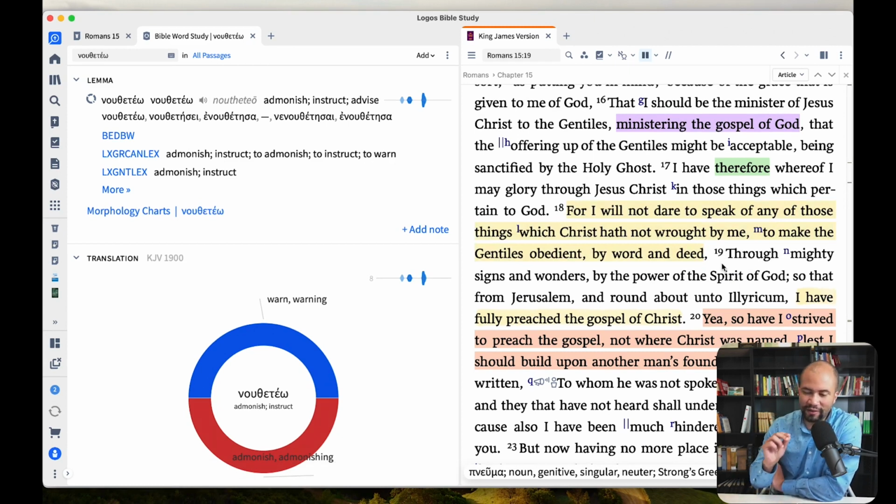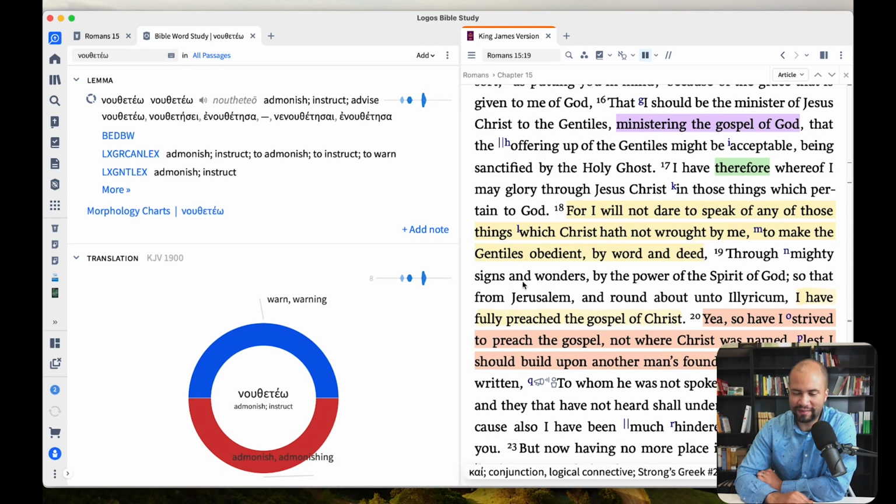He says, "I'm not going to speak of any of those things which Christ hath not wrought by me, to make the Gentiles obedient by word and deed." This is what he's saying: the reason I'm talking about liberty in Christ in the last section is because I'm not going to make you obey the Jewish laws if God hasn't told me that you need to obey the Jewish laws. That's what I believe he's saying here: I'm not going to put anything more on you than the gospel needs to put on you.